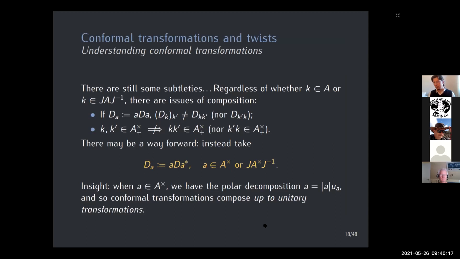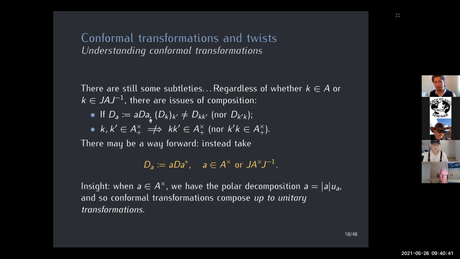So everything's good, right? Well, not quite. In fact, there's still a lot about conformal transformations that is not well understood. There are some subtleties, for example, regardless of whether you sandwich your Dirac operator by something coming from the algebra or from JAJ, you have issues of composition.